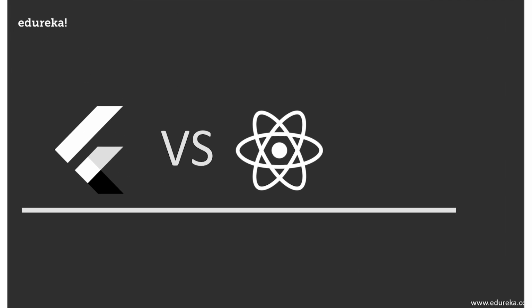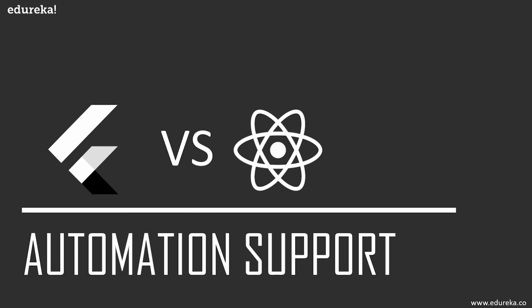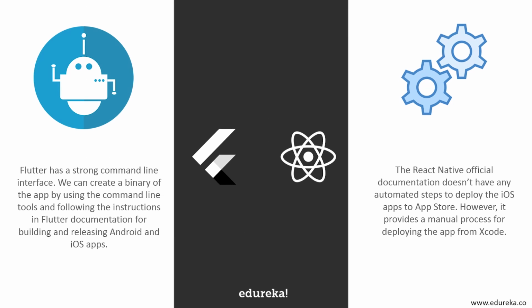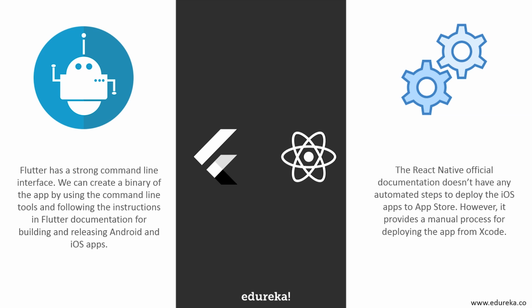Now our second last point of comparison is automation support. Releasing mobile applications to the App Store or Play Store is a painful process. It involves the complex task of code signing and all other application setup. When it comes to cross-platform mobile app development, it gets even trickier. So it's always nice to have some automation support there.